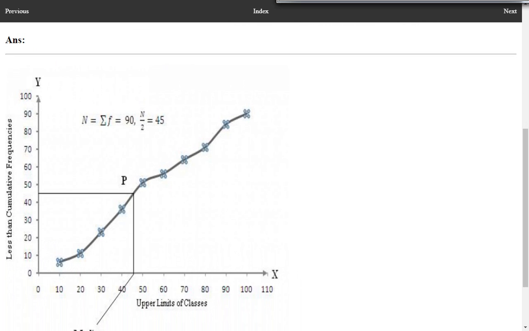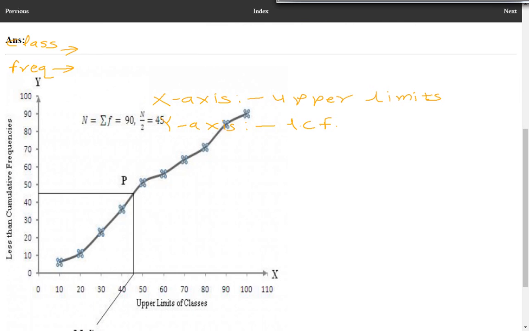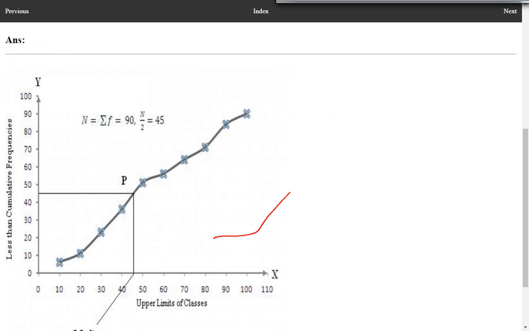Plot all such points and then join them by a smooth curve. This curve which is obtained is the LCF curve. It is also called the less than ogive curve.